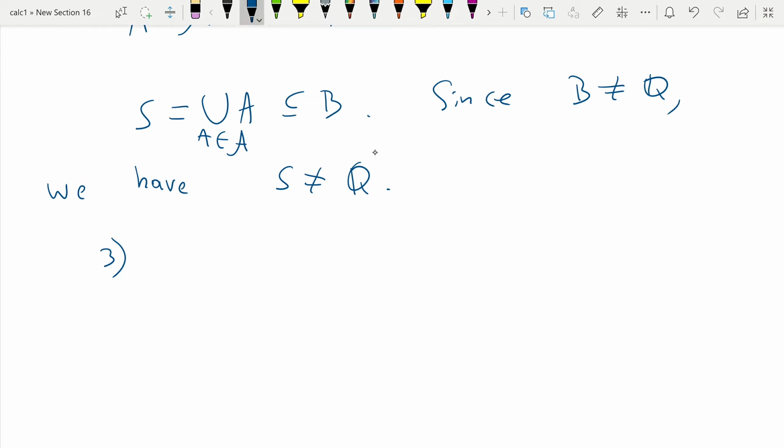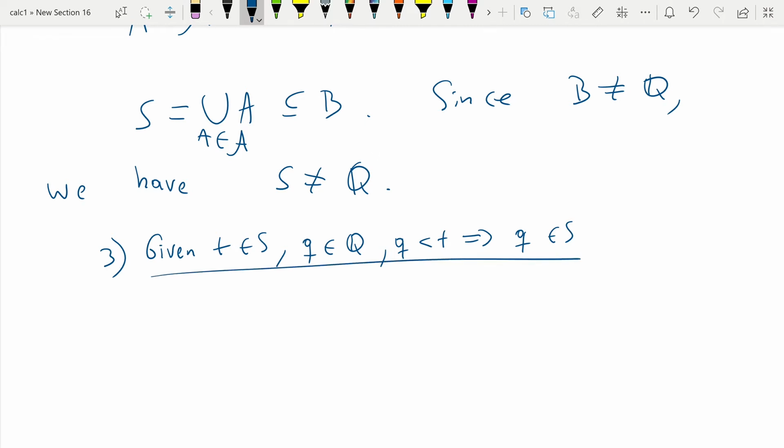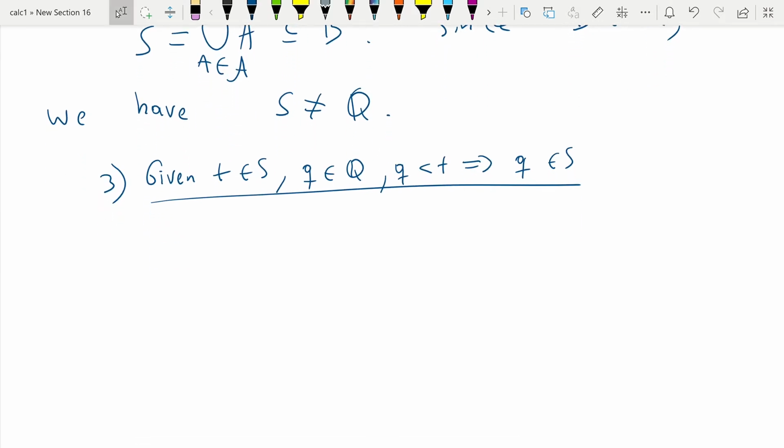So, given T in S, Q in Q, Q less than T, this implies Q must belong to S, right? So if we have any element in Q which is smaller than some element in S, then Q must be contained in S as well. Remember, all rational numbers that are smaller than an element in the cut must be in the cut. How do we show that?